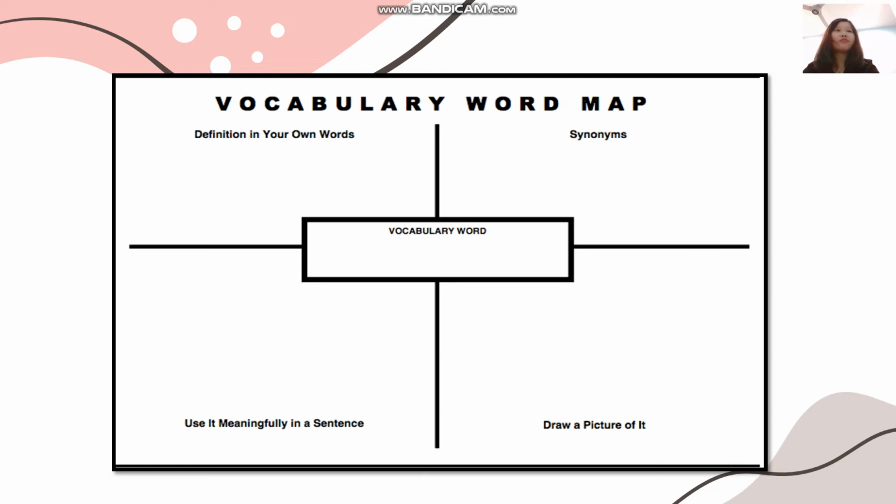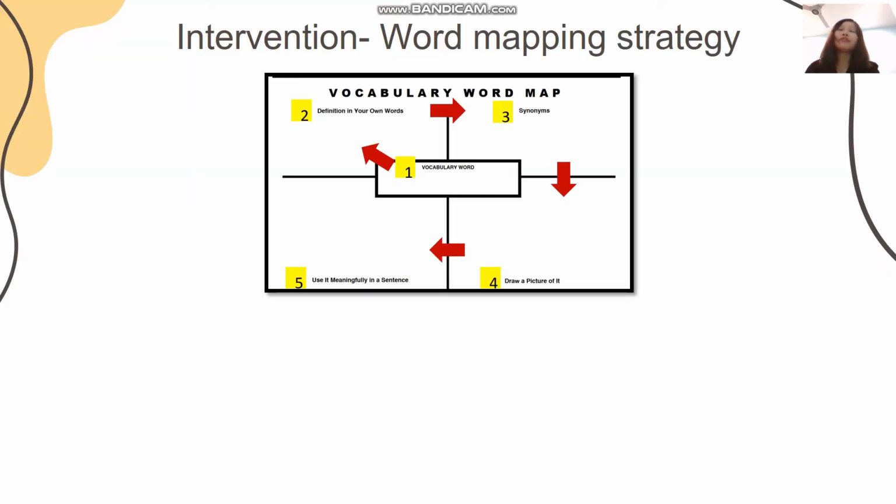As you can see on the screen, this is the word map. It contains five parts. The first one, we have to fill in the unfamiliar words that we encountered in the reading text, at the middle, labeled 1 that you can see on the screen. Number 2, you have to write your definition in your own words on how far you understand the word. Step number 3, pupils have to write the synonyms of the unfamiliar words so that they will connect the unfamiliar word with another word and form a relationship between the words.